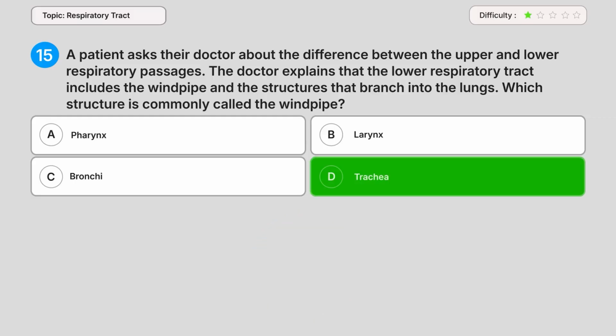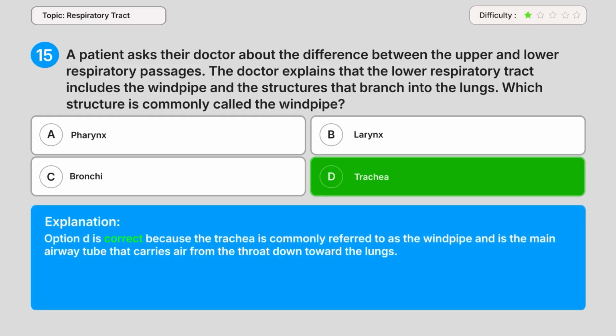Correct answer, D. Trachea. Explanation: option D is correct because the trachea is commonly referred to as the windpipe and is the main airway tube that carries air from the throat down toward the lungs.